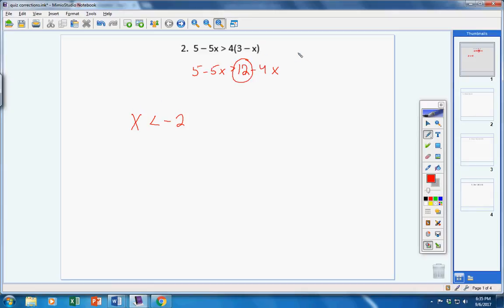Other than that, I would have only taken one mistake off, but your graph is not correct. You then have to take your given answer right here and graph it correctly. Well, your critical value is negative 2. So 1, 2, negative 2. And then look what it says, Haley. It doesn't say x is greater than negative 2. It says x is less than negative 2. So you have your arrow going like this.